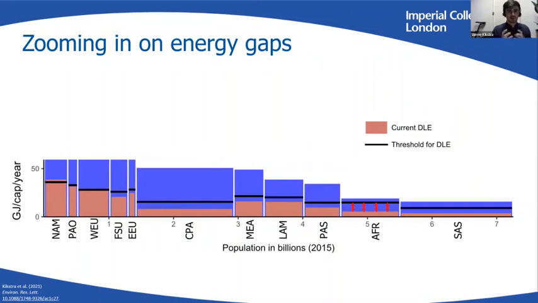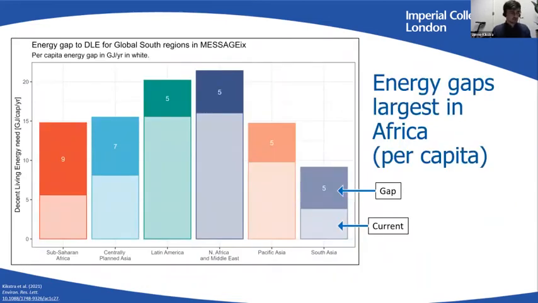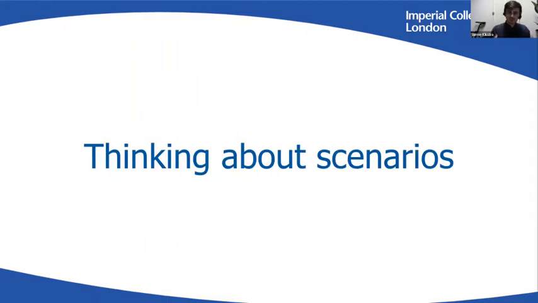Zooming in then on the energy gaps, so the extra energy that's required to provide to people, and what effect that would have on regions. That is, of course, different per region. Here, the biggest gaps are definitely in sub-Saharan Africa, where the gap is even bigger than the currently estimated energy provided for decent living. The gap differs per region, but the regions I'm plotting here are just the global south.